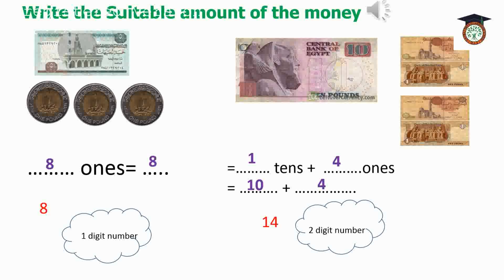So 10 and 4 equals 14. Here we have two different numbers, 8 and 14. What is the difference between them? The 8 is a one digit number and the 14 has two digits. Do you remember when we took the word digit before? Each number has digits and they are different from each other.